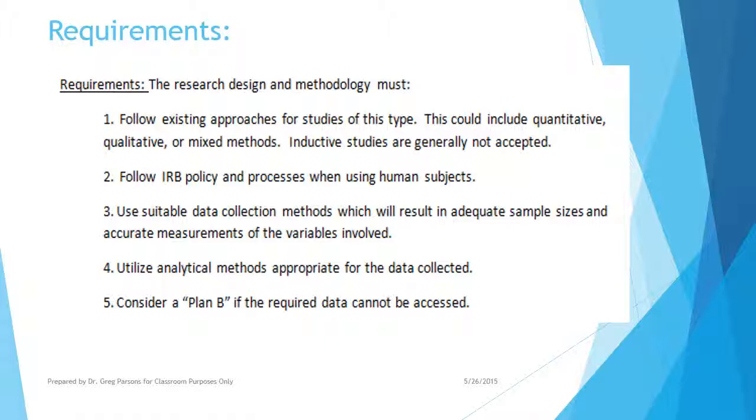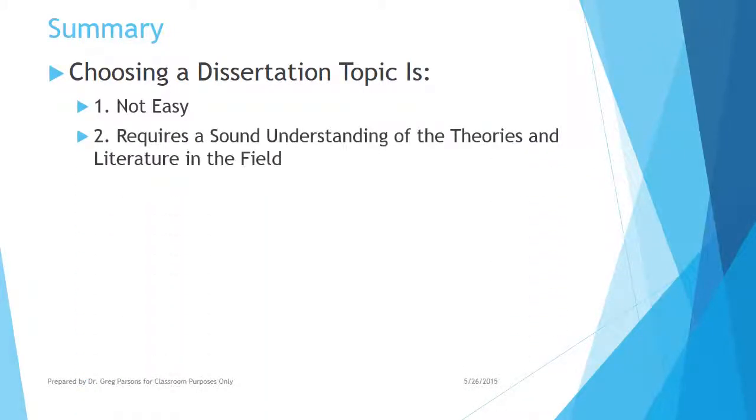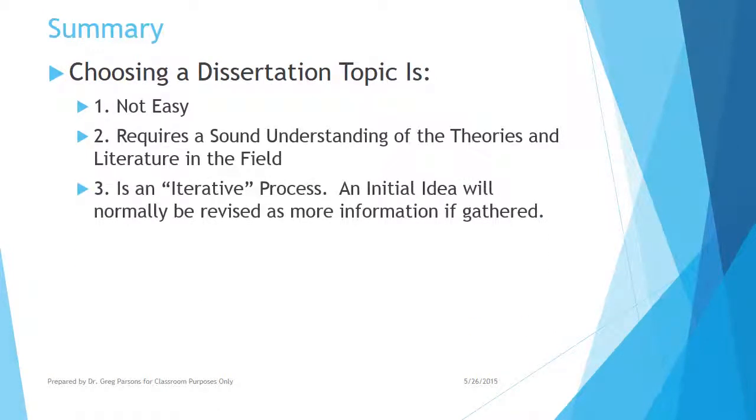So that pretty much concludes all the required sections of the prospectus template. But just to review, choosing a dissertation topic is not easy. It has certain requirements, so you need to understand the theories and literature in the field that you're thinking of working in. It's an iterative process, which means that you'll come up with an idea, you'll turn it in, I'll review it, your committee will review it, we'll send it back, and it'll normally be revised. And this is not supposed to be discouraging, it simply is the way the process works.